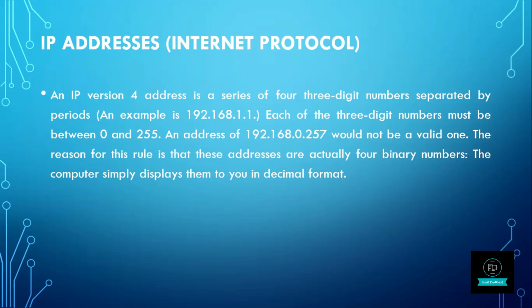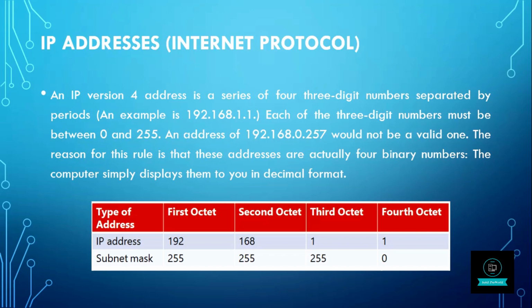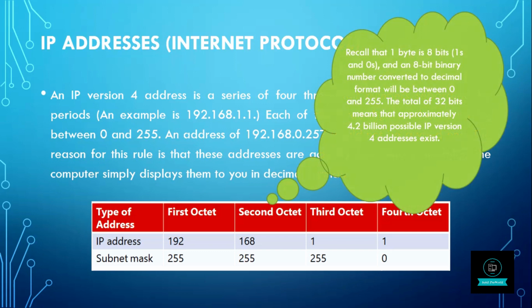An address of 192.168.0.2.57 would not be a valid one. The reason for this rule is that these addresses are actually binary numbers. The computers simply display them to you in decimal format, as you can see in this picture. Recall that 1 byte is 8 bits, ones and 0, and an 8-bit binary number converted to decimal format will be between 0 and 255. The total of 32 bits means that approximately 4.2 billion possible IP version 4 addresses exist.